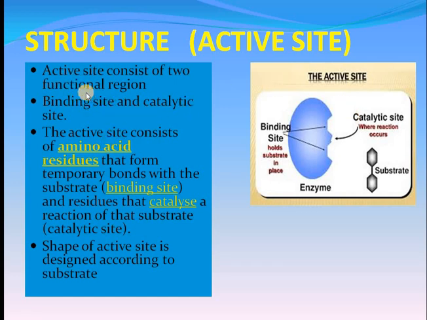Active site के जो two functional group हैं like binding site and catalytic site, उसको इस image से हम लोग थोड़ा सा समझ लेते हैं. Now this is the enzyme and here is the active site, and we are saying that the active site is divided into two functional regions. The one is the binding site. Now what is the function of the binding site? The binding site holds the substrate in place, and the second one is the catalytic site where the reaction occurs.